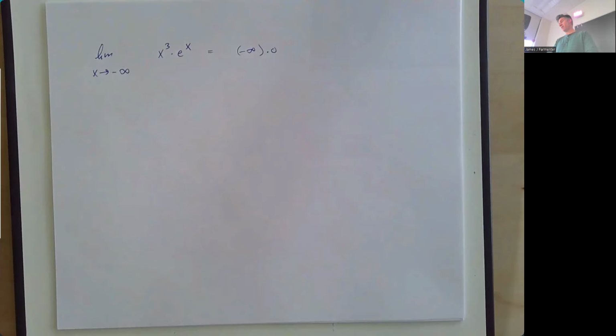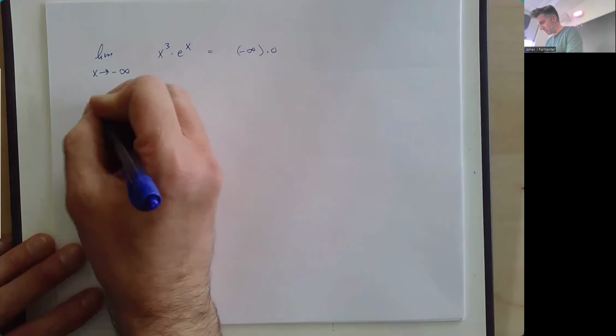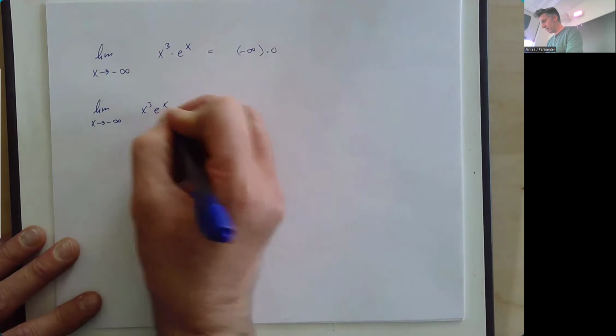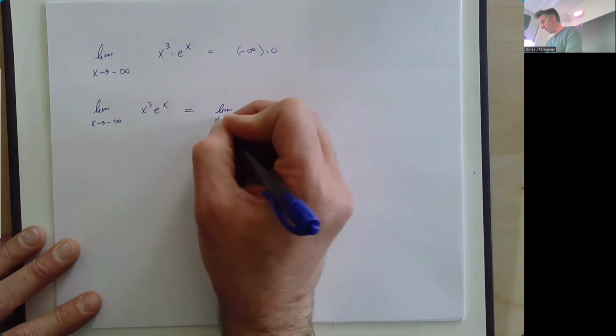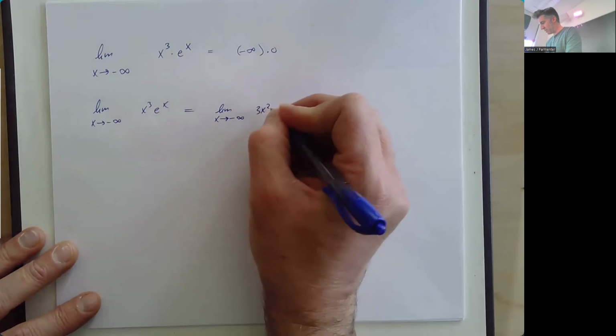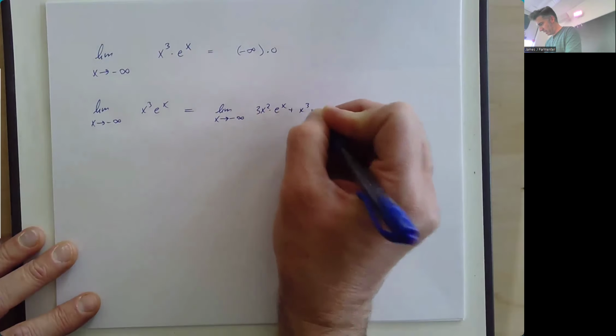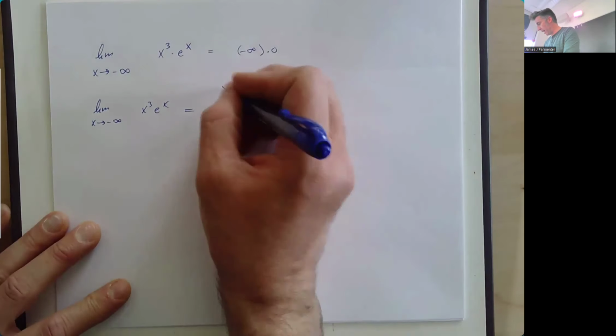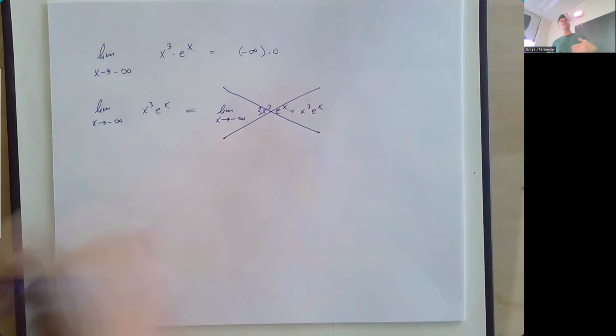And here's the work I've seen done that has just killed my soul. The limit as x goes to negative infinity of x cubed e to the x is equal to the limit, don't write this down, as x goes to negative infinity of 3x squared times e to the x plus x cubed times e to the x. Just took the derivative, which is totally incorrect.